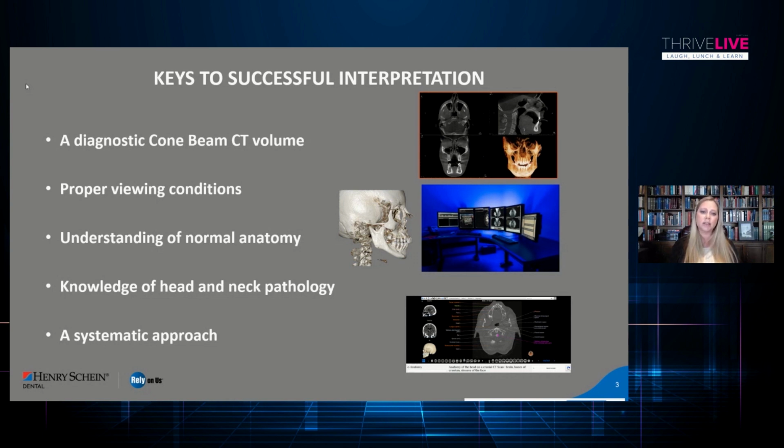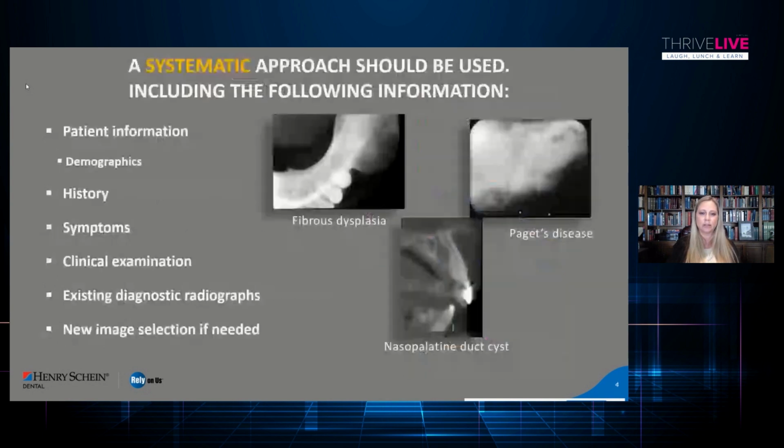We want to understand our normal anatomy, have kind of a mental picture of normal anatomy, as well as a knowledge of head and neck pathology, which many of us have already, but maybe just brush up on that a little bit. And we want to have a systematic approach to evaluating everything. Just like you have a systematic approach to looking through a panoramic or maybe looking through your intraoral full mouth series, we're going to have a systematic approach to how we tackle our cone beam CTs.